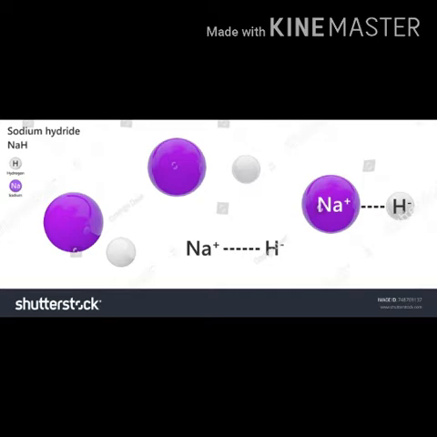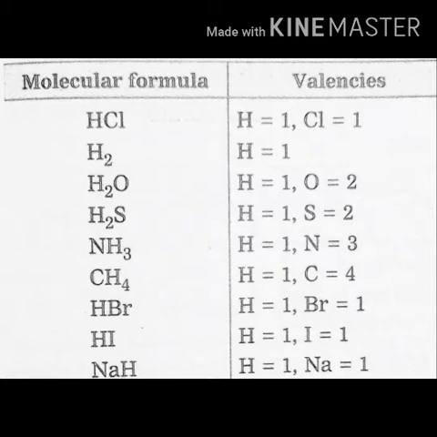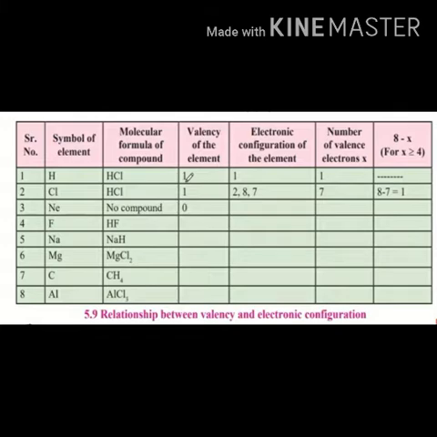It means that there is some relation between the valency of an element and the number of electrons in its valence shell. The table shows molecular formulae of compounds formed by some elements. Write the valency of the respective element obtained from them and also their electronic configuration and the number of their valence electrons in the empty spaces. Let us start completing the table.